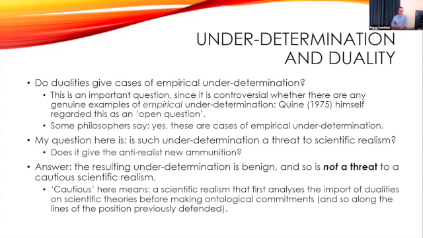In particular, the question will be, do dualities give the anti-realist new ammunition? Now, I will anticipate my answer, which will be that there is some kind of underdetermination, but it is benign, and it is not a threat to a cautious scientific realism. And I will make clear what I mean by cautious. It means a scientific realism that first analyzes the import of dualities before making ontological comment. So it's closely related to what we discussed before.